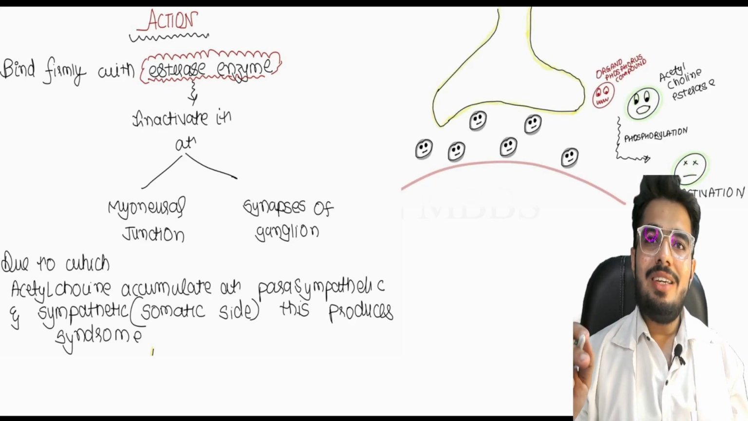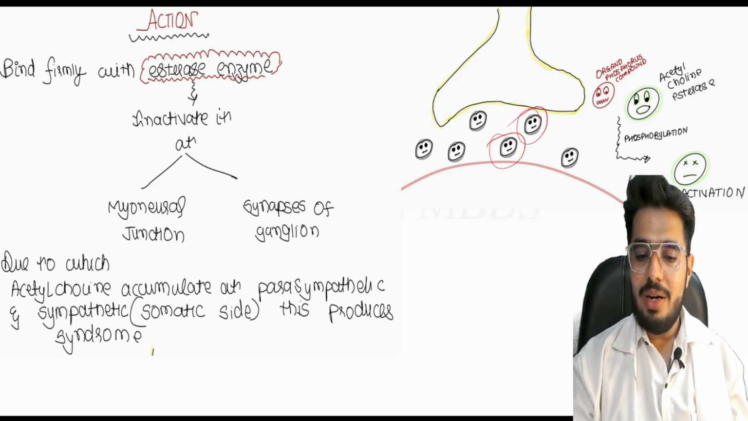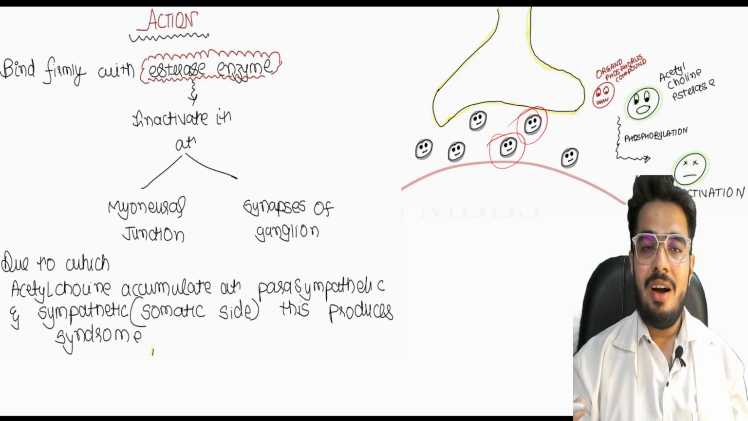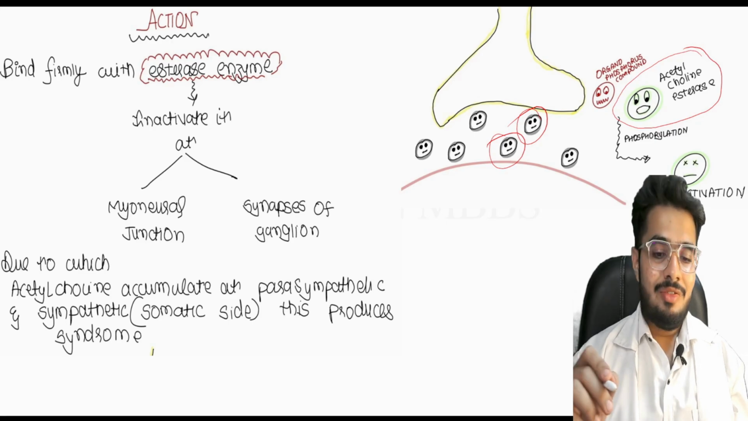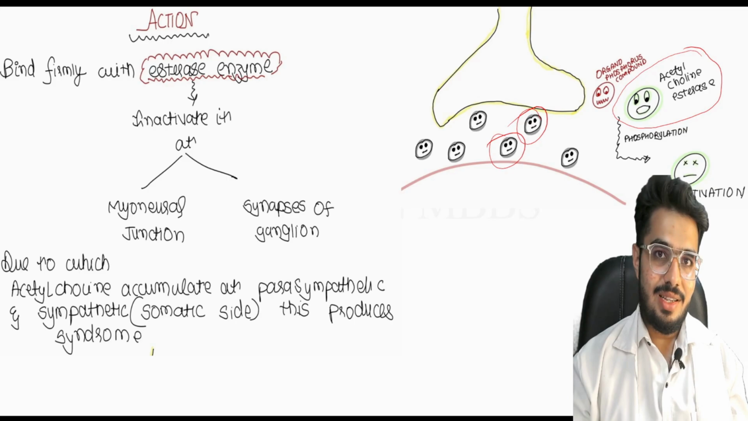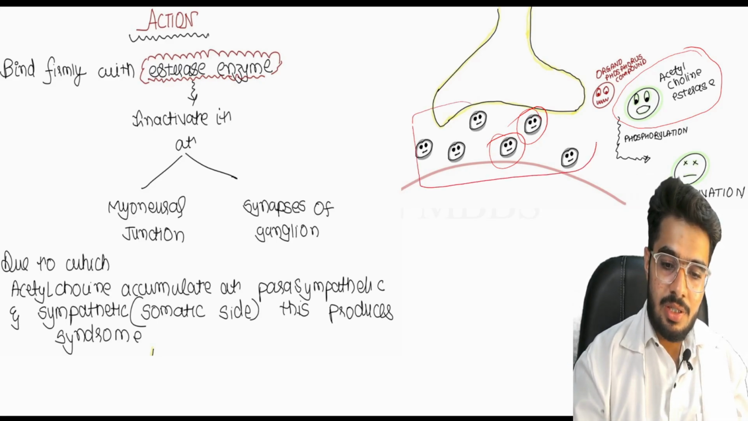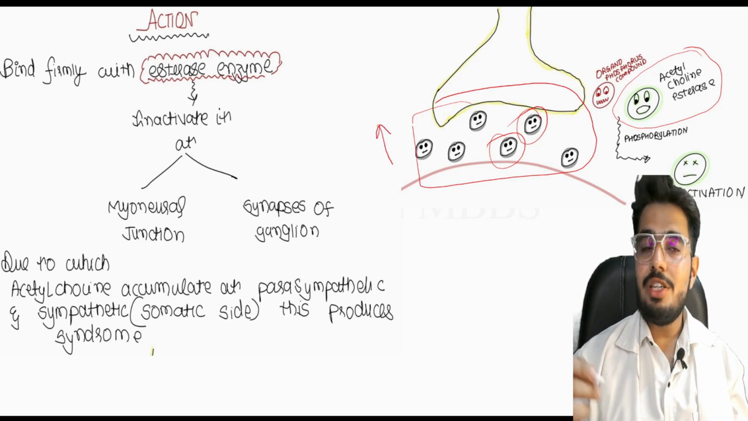You can see over here it's a myoneural junction. These small particles are acetylcholine, the neurotransmitter. After its function is completed, acetylcholine is supposed to get destroyed by the enzyme acetylcholinesterase. But the organophosphorus compound binds with acetylcholinesterase and causes inactivation. As a result, at the myoneural junction there is accumulation of acetylcholine and it gives a syndrome.